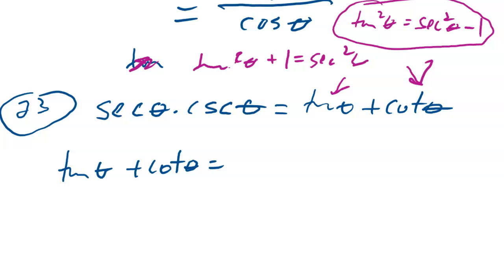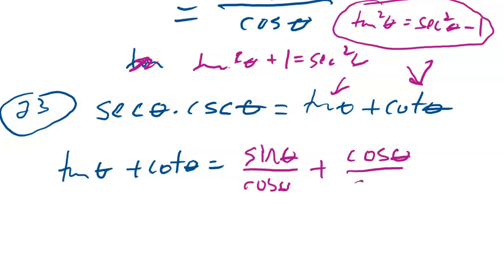So then what would that turn into? I'm just going to do the right-hand side. I'm not going to use that. I'm just going to go to sines and cosines. Hope for the best. Let's see. Sine theta over cosine theta plus cosine theta over sine of theta.